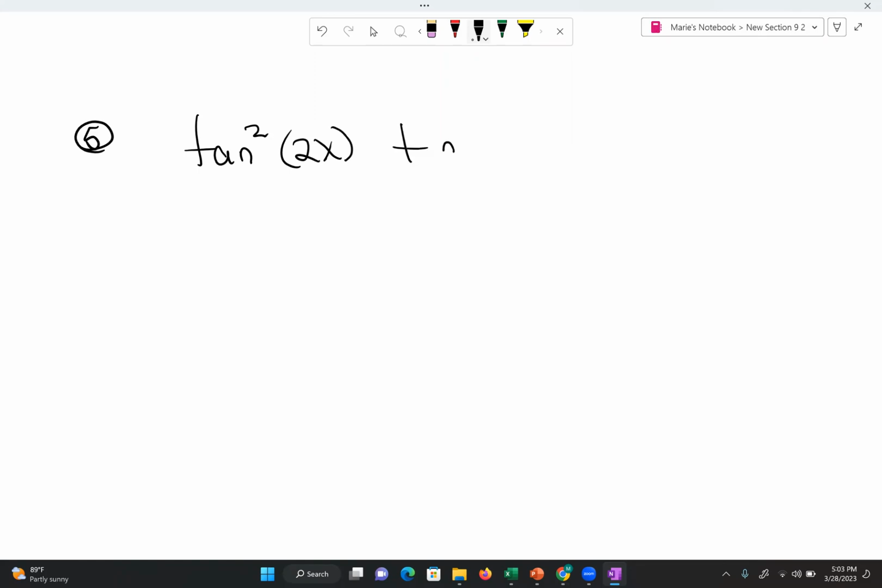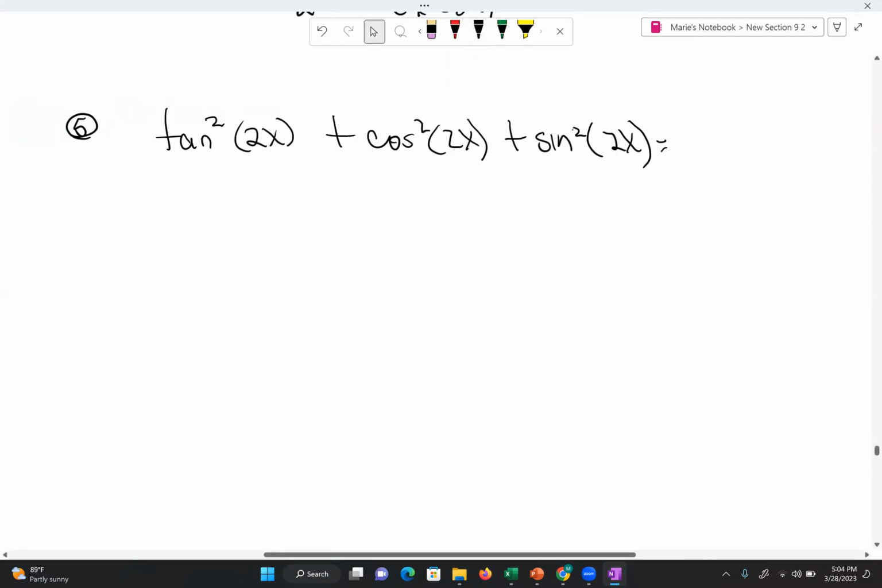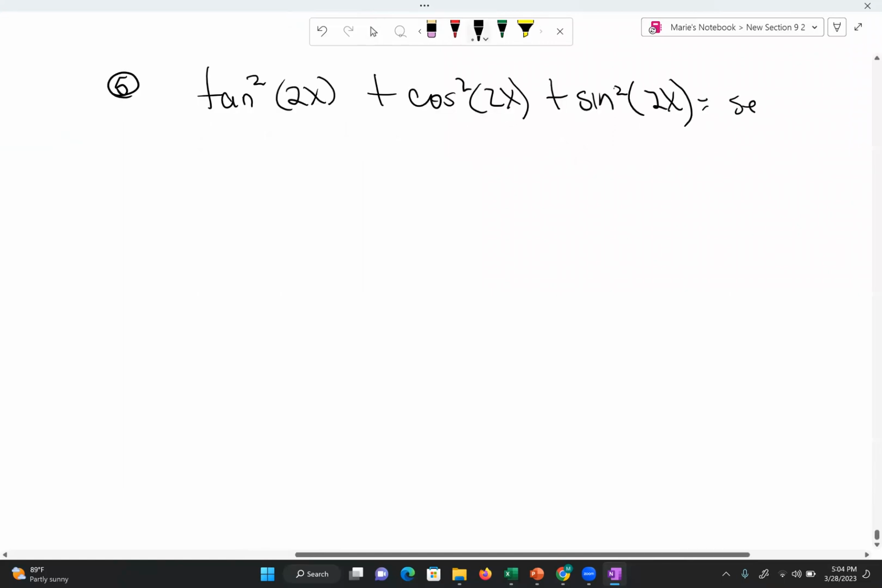Question number 5. Question number 5, you have several identities to think about. So let me start you with the question where you have tan squared of 2x plus cosine squared of 2x. Think of that as just an angle, doesn't matter. Plus sine squared of 2x. And we're proving that this is equal to secant squared of 2x.